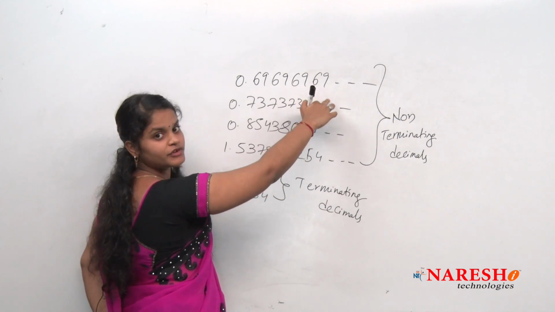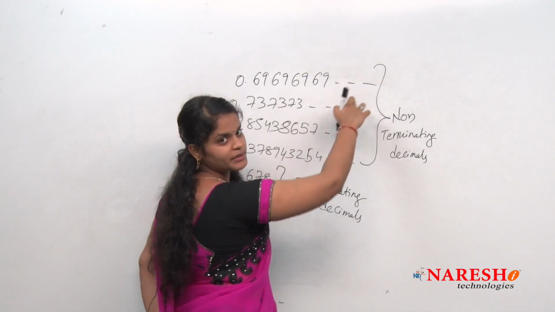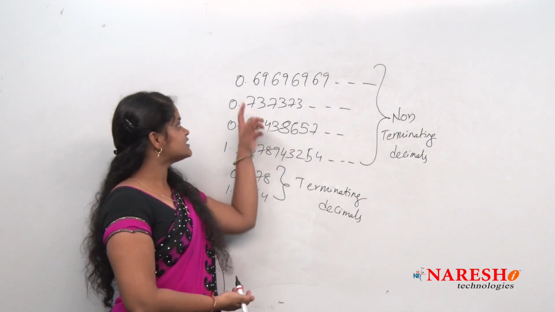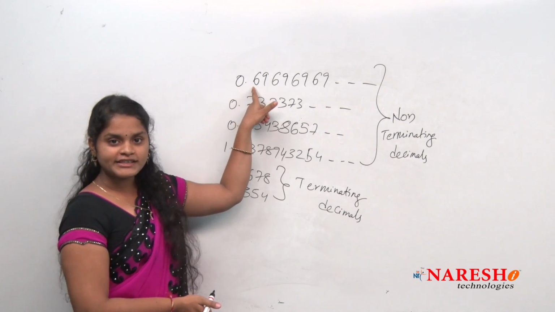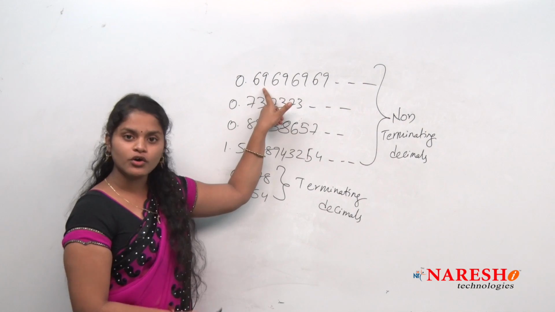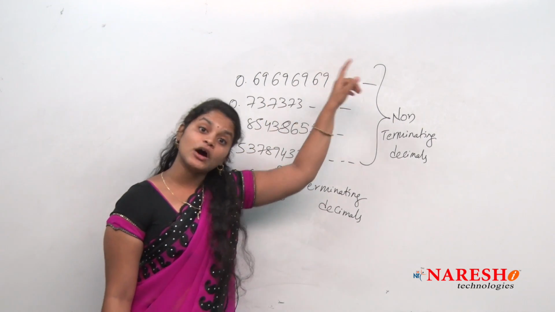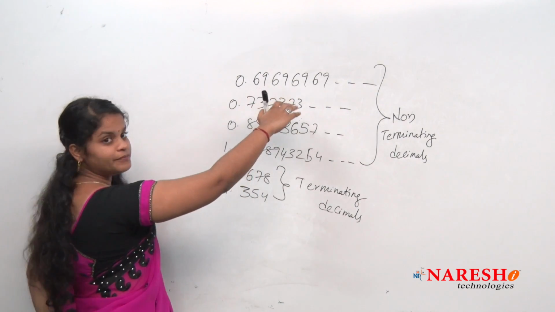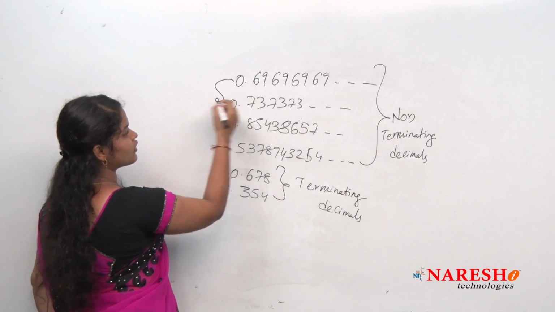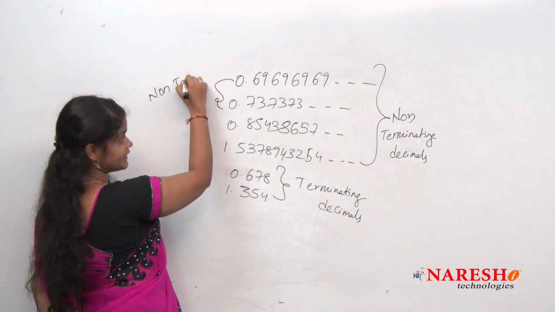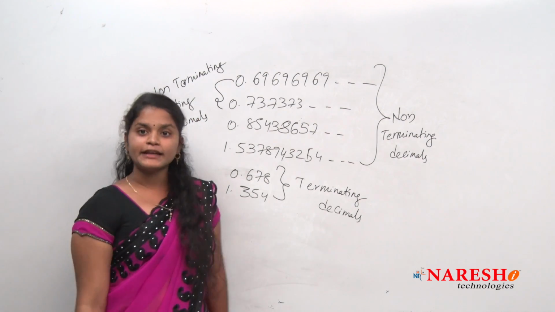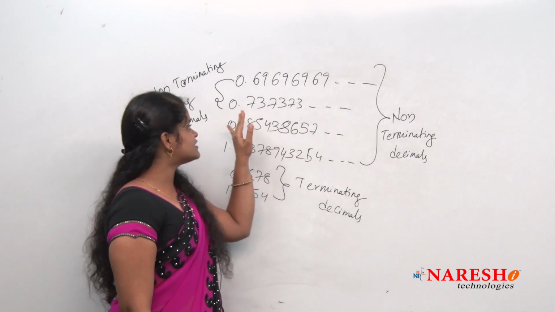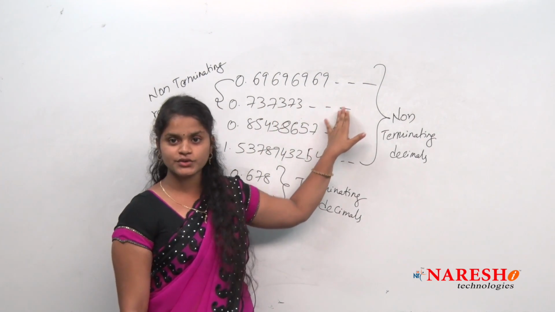Observe this again: 0.69696969, and the next digits will also be 69, and the next will also be 69. So if they ask me what my 17th digit is, I can say it is 6. Why? The odd places are occupied by 6 and the even places by 9. If they ask for the 1000th digit, 1000 is even, so it will be 9. So I can easily find the nth digit. So these two decimals are called non-terminating repeating decimals, which means they are going to repeat. 696969 is going to repeat, and similarly 737373.